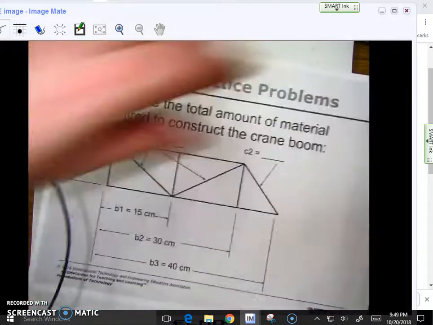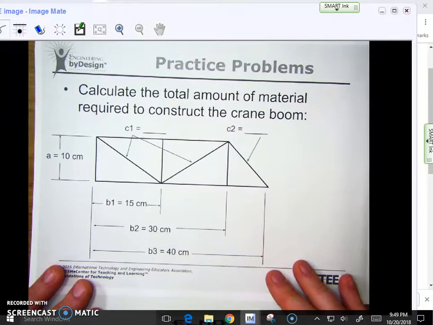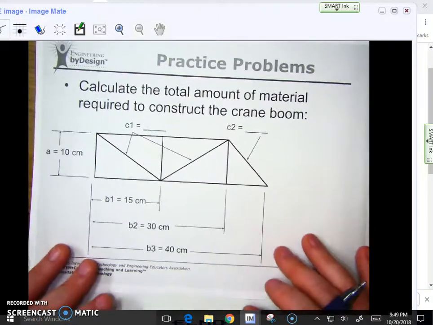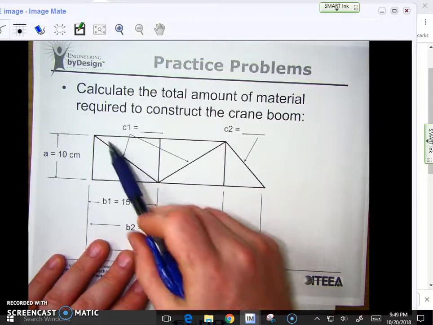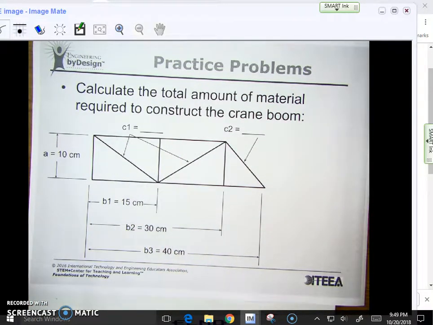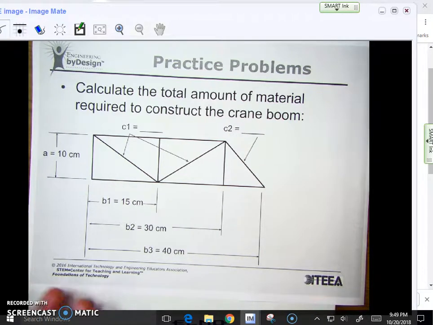What we're looking to do with the Pythagorean theorem is to calculate our material usage when we're building a crane boom. And so here, you've probably got some kind of truss structure for your crane that you're trying to design. What I need to know before we can actually start building this particular design is, do I have enough material to actually build it?